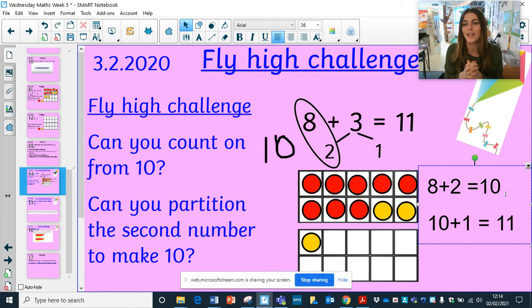So once you've got that 10, your 8 add 2 to make your 10, then you do your 10 add 1, which is left. I know that's a lot, but that's why it's a fly high, because it is a real big challenge to really challenge your thinking.